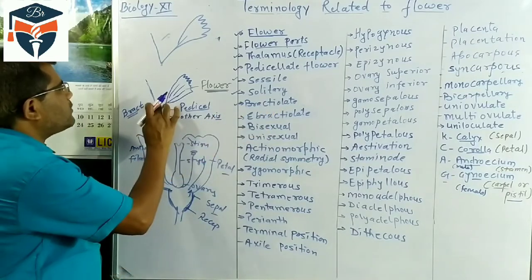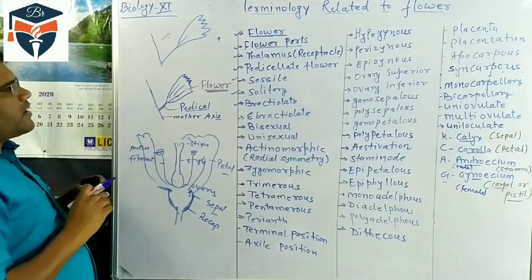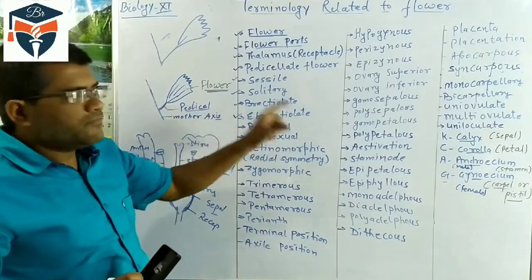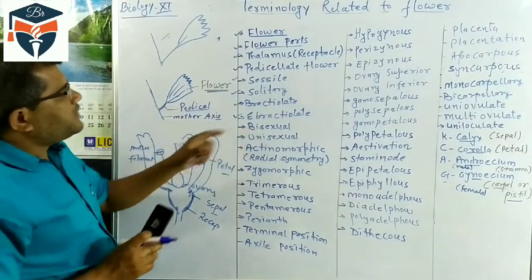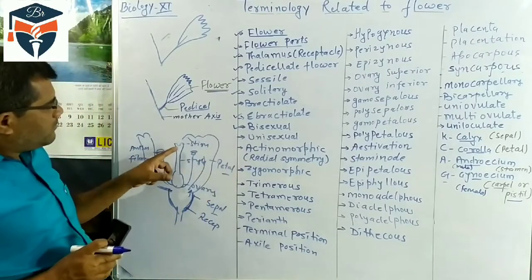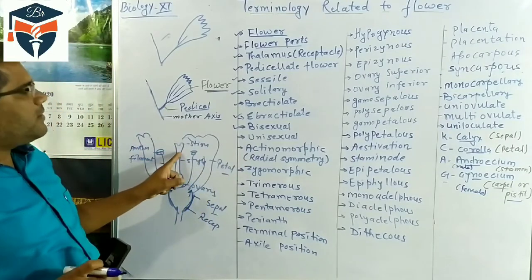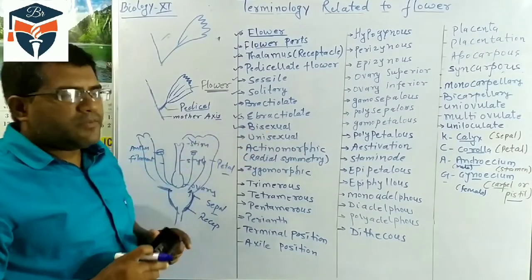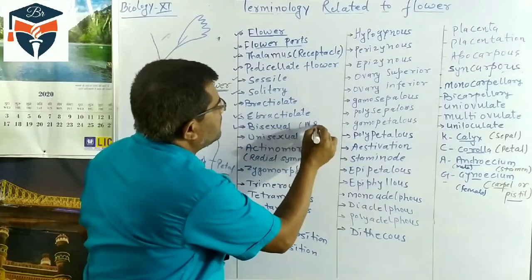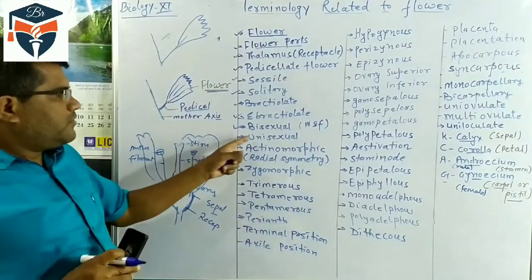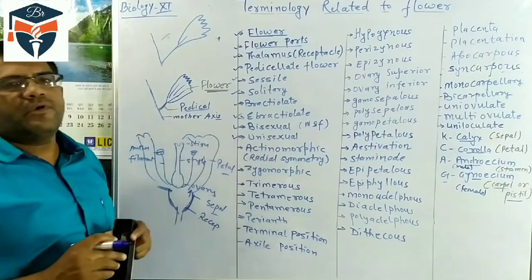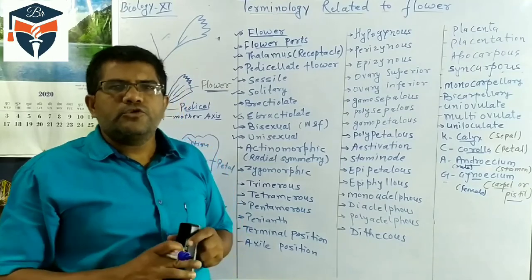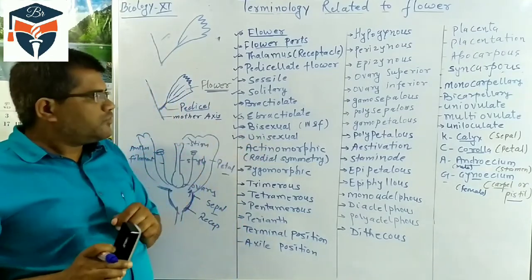If the bract is not present, the bract or leaf-like structure is absent, so it is called an ebracteate flower. Another is the bisexual flower, which means both the male part and the female part are present in the flower. Such flowers are called bisexual flowers. Unisexual flowers are those where either the male part or the female part is present. So these flowers are called unisexual flowers.